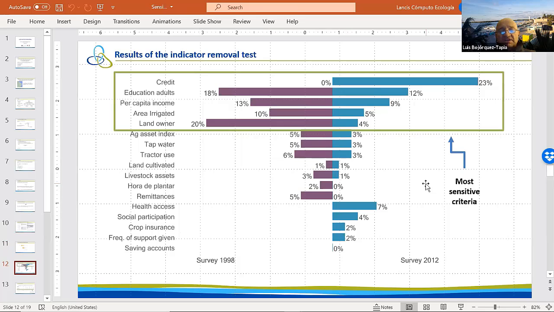When we do the indicator removal test, what we can see is that the main factor that could explain those results was credit for 2010. Households had a lot more access, or easier access, to credit in the second survey than in 1998. But education of adults was more important, and land ownership was more important, in 1998 than in 2012.